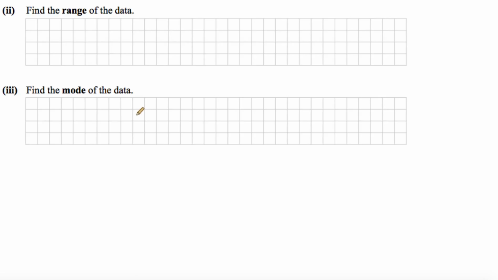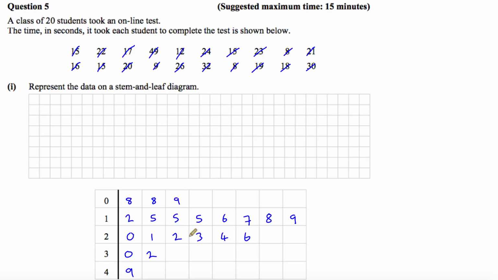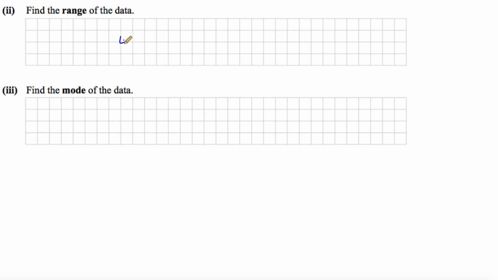So when we look at part 2, it says find the range of the data. Now the range is the biggest value, subtract the smallest value. So that's going to be our 49, subtract our lowest value, which is 8. So 49, subtract 8, range is a measure of spread. So 49, subtract 8, that's 41 seconds. That's a range of 41 seconds.